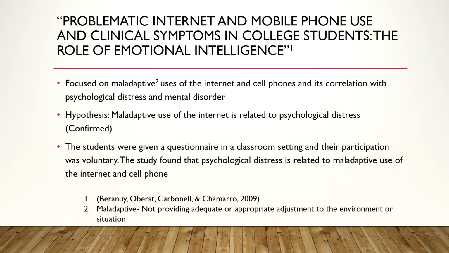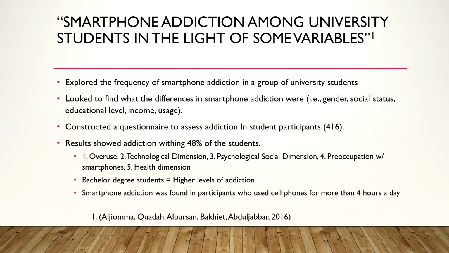The next article: problematic internet and mobile phone use. This article focused on maladaptive uses of the internet and cell phones and its correlation with psychological distress and mental disorder. They hypothesized that maladaptive use of internet was related to psychological distress. They also found that addiction was happening within 48% of the students. They found that students with a bachelor's degree had higher levels of addiction.